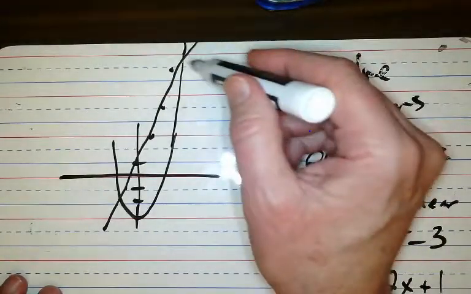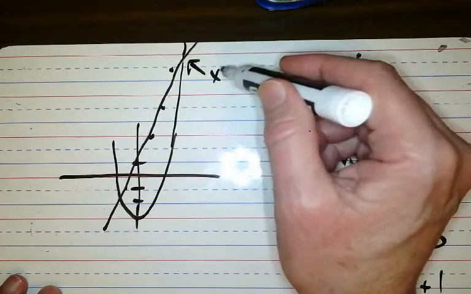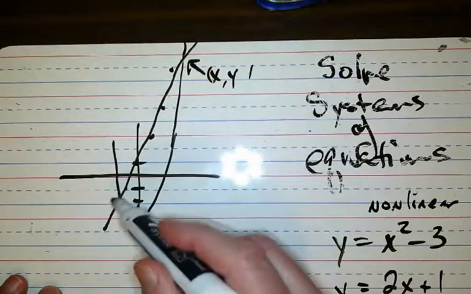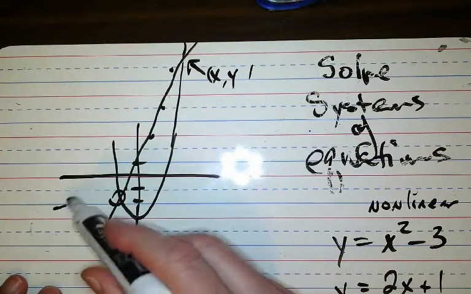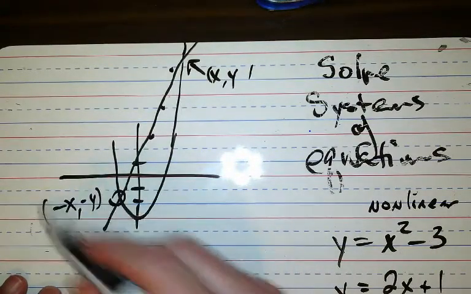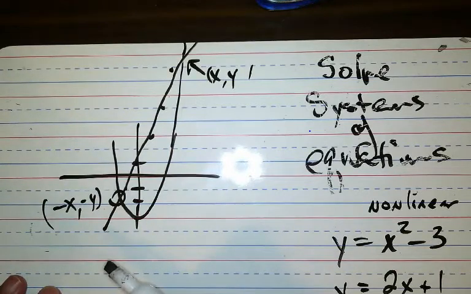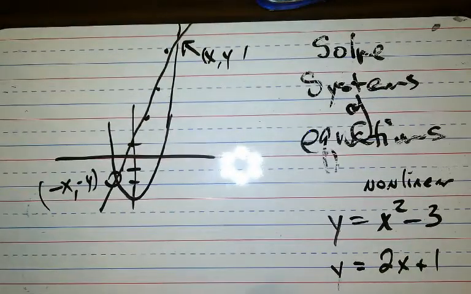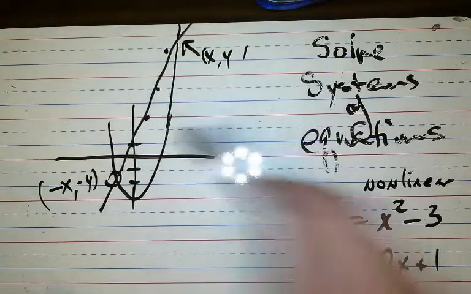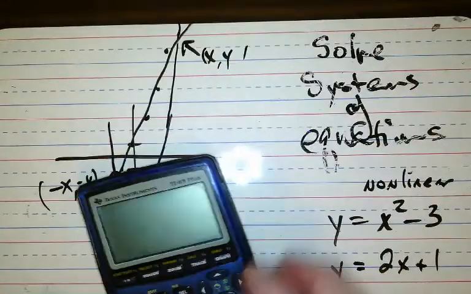So eventually we'll have an x, y right there, and we'll have a negative x, negative y right there. Right? That's what we're looking for. So this is the problem we're going to do, and that's what it's going to look like. So let's see if we can do it.